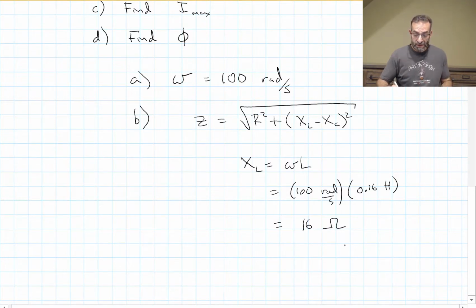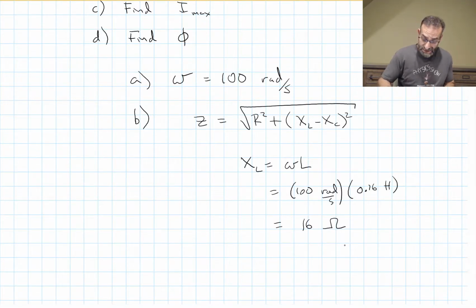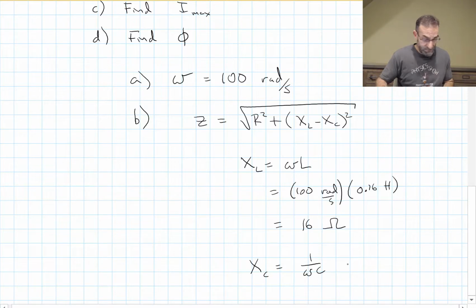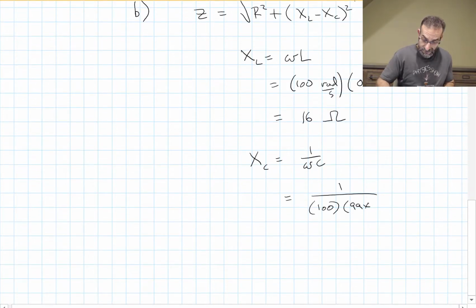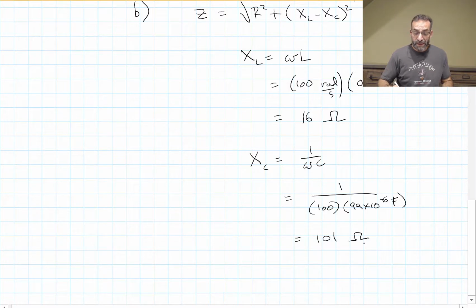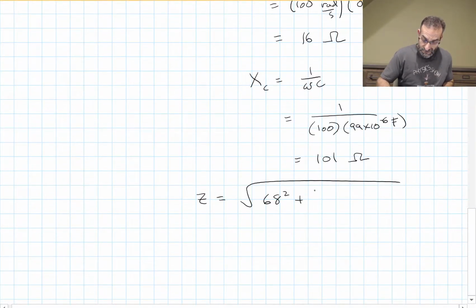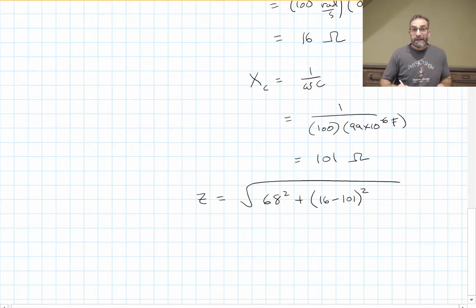16 ohms for the inductive reactance, and 101 ohms for the capacitive reactance. So Z, our impedance, turns out to be 109 ohms.